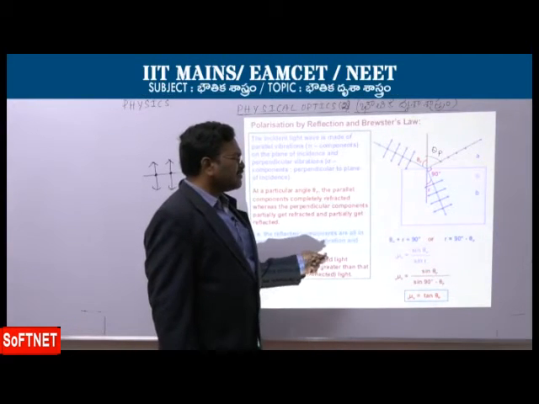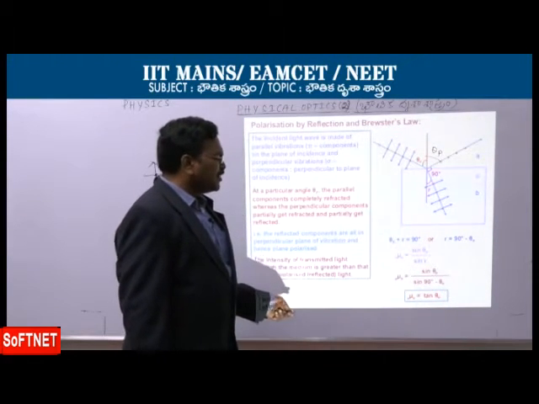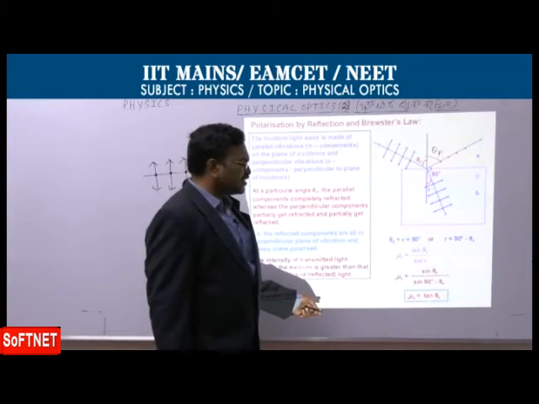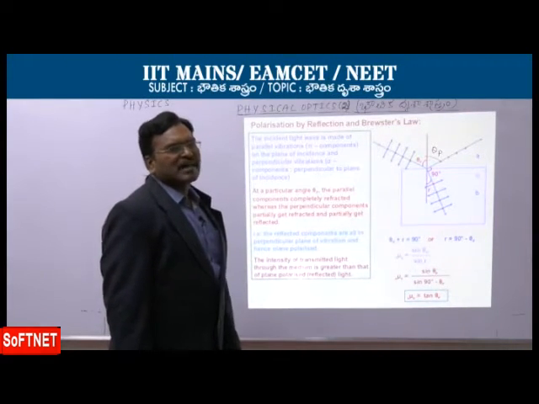Refractive index of a medium. Now mu is equal to what? Sin i by sin r, sin theta p by sin r. r is equal to what? 90 minus theta p. So mu of the denser medium with respect to the air medium is equal to what? Tan theta p. So this is called what? Brewster's angle.